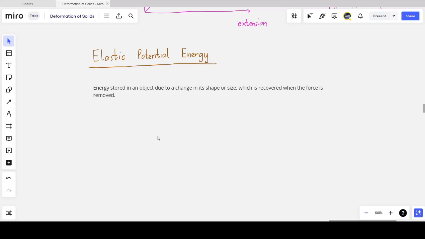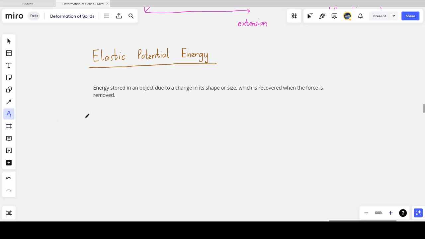So I can do work on an object. I can do work on a spring by compressing it or by pulling it apart, and then I can use that energy for something else. We know that if I compress a spring with a mass, maybe I push a mass against a spring and I let go, the spring will push the mass out because the energy is stored as elastic potential energy, which is a type of potential energy.